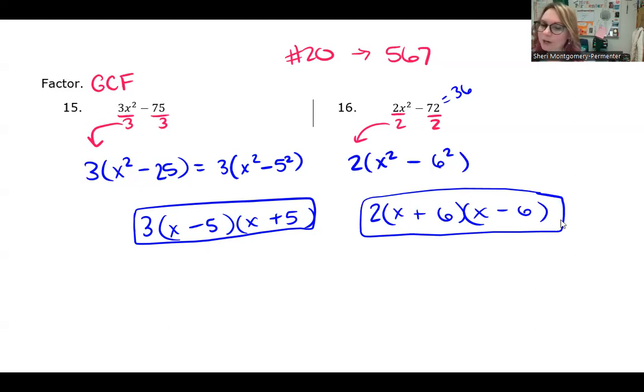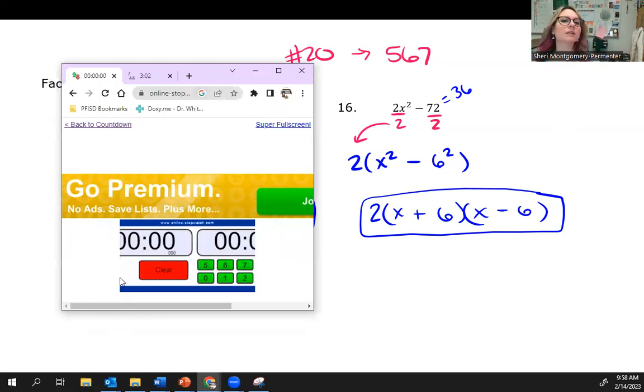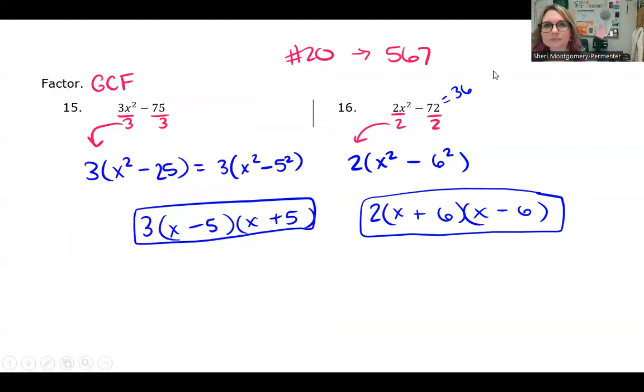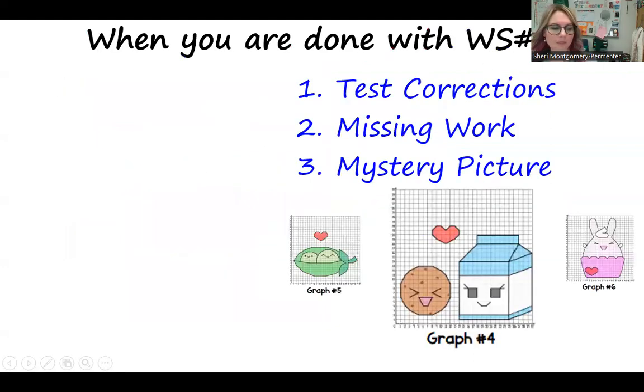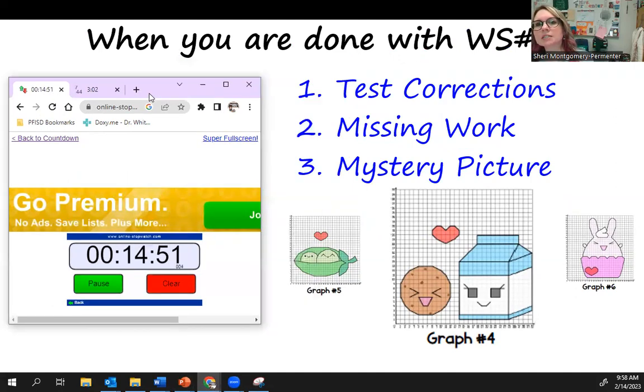Y'all just have a couple more and then you need to also figure out or do any of the other ones that you didn't finish. Let's see, it's almost 10 o'clock. I feel like we should finish in 15 minutes or less. When you're done, if you have any test corrections, missing work, or if you need to do one of the mystery pictures, then you can do any of those things.